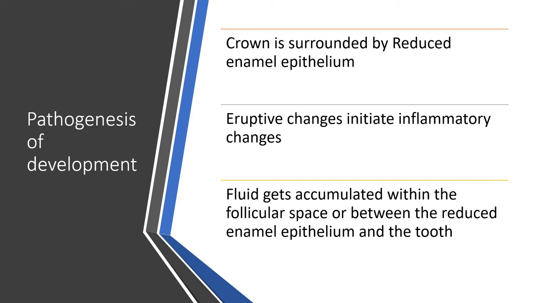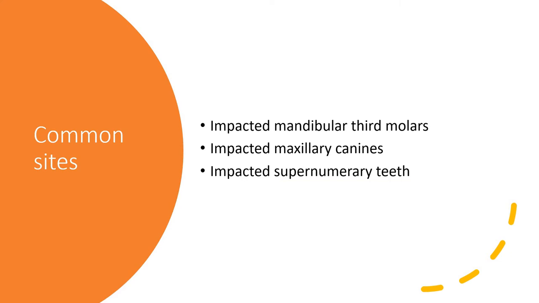So can you tell me which are the common teeth involved with this kind of radiolucency? Generally, pericoronal radiolucencies are associated with impacted teeth. So our usual suspects are the impacted third molars, especially the mandibular third molar. Also the maxillary canines, and any other impacted supernumerary tooth can have a pericoronal radiolucency.